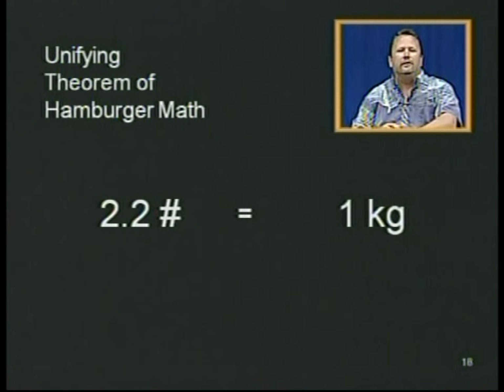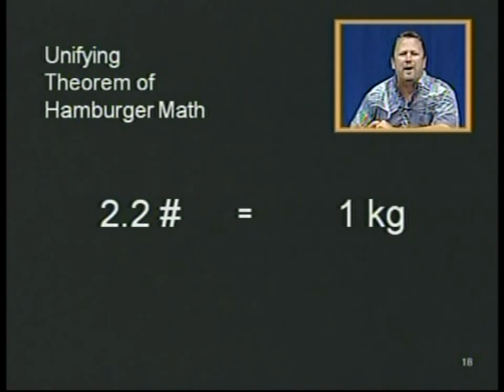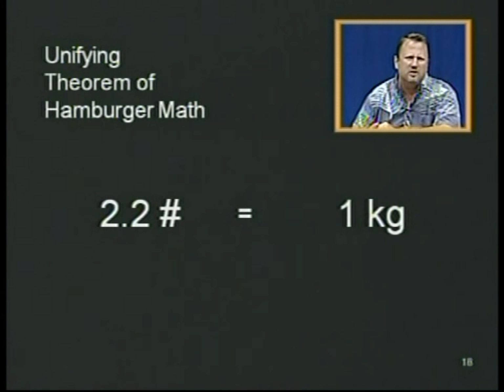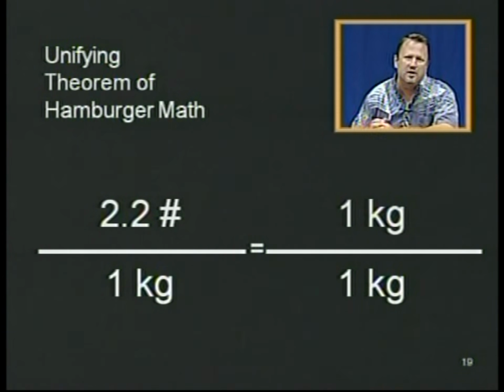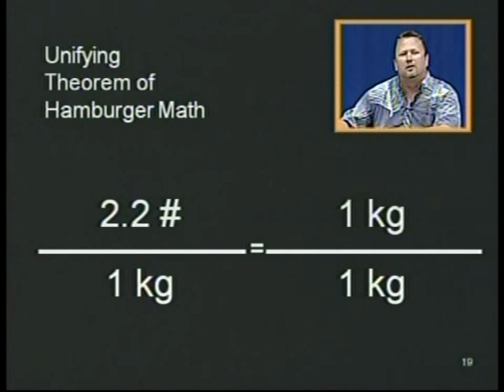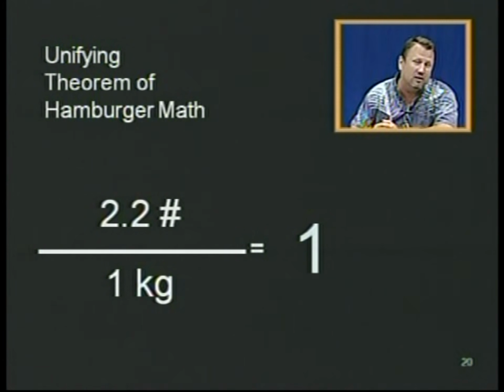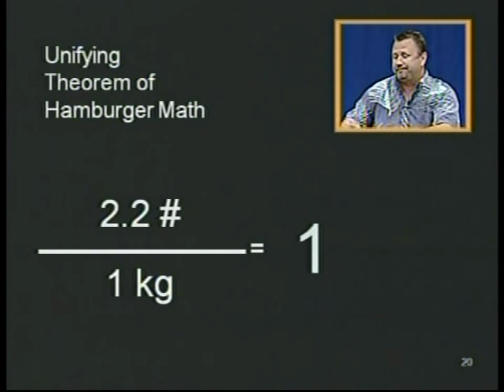Well, maybe this is easier for you. 2.2 pounds is the same thing as 1 kilogram. 2.2 pounds equals 1 kilogram. And if we divide both sides of the equation by 1 kilogram, then 2.2 pounds over 1 kilogram is equal to 1.